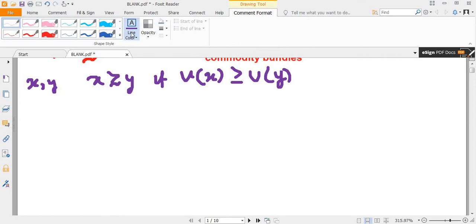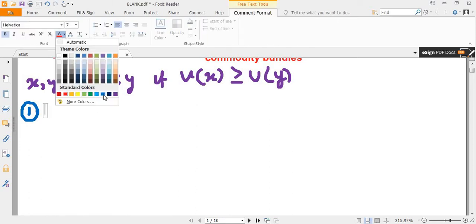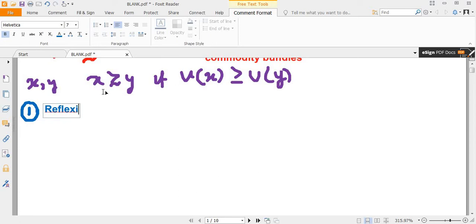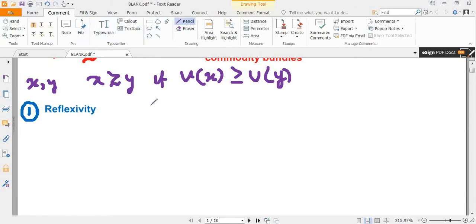Now let us look at one property at a time and see whether the properties of the relation hold or not. So the first property that we'll be discussing is the property of reflexivity. So let me just write that down, the property of reflexivity. Now, what was the property of reflexivity? The property of reflexivity was that I should be able to relate X with itself. Now, in our case, R will be replaced with is weakly preferred to.